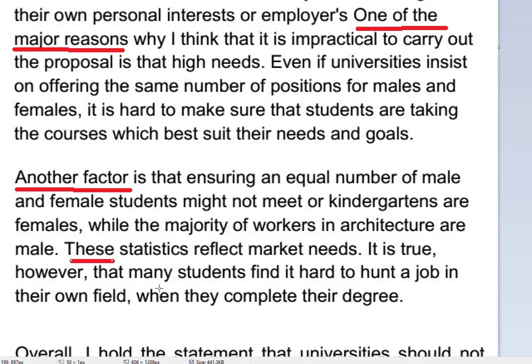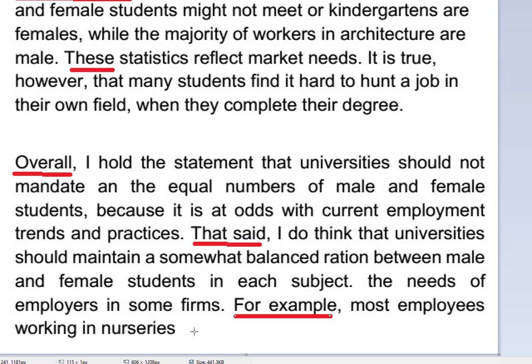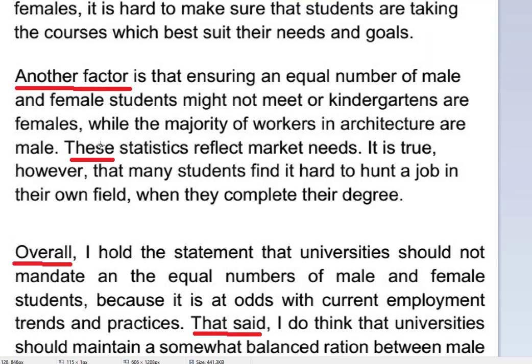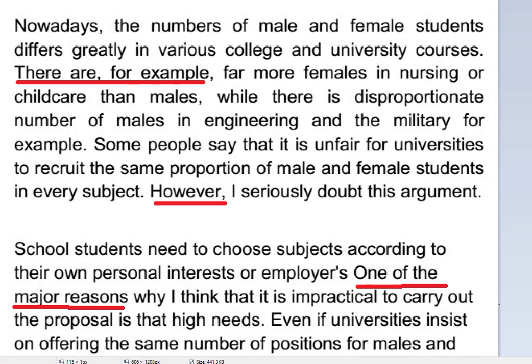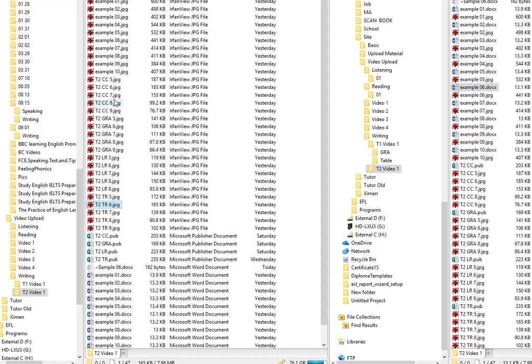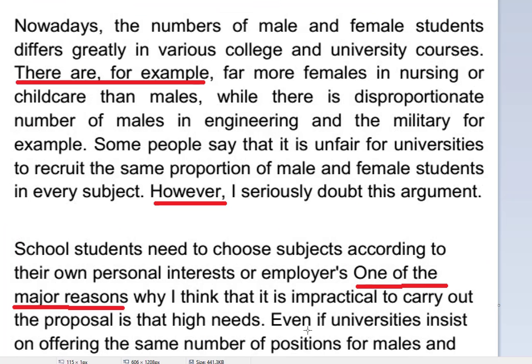On to job. Overall. Okay, that's good. That said, it's also good. For example, most employees working in nurseries. It seems to me like the writer ran out of time. This sentence is not finished. Okay, so there's some problems with referencing. I don't know what this refers to. Signposting is overall okay. So it's probably 6 for coherence and cohesion. Let's look at the vocabulary used.